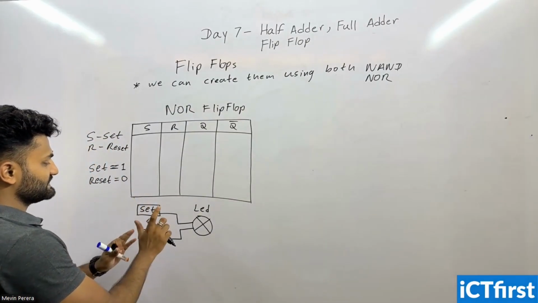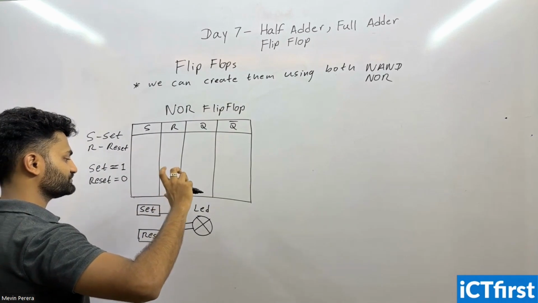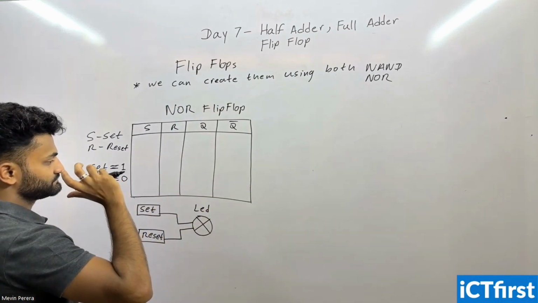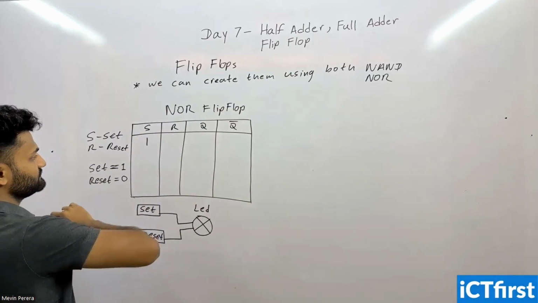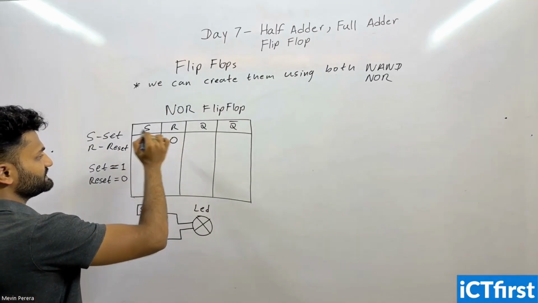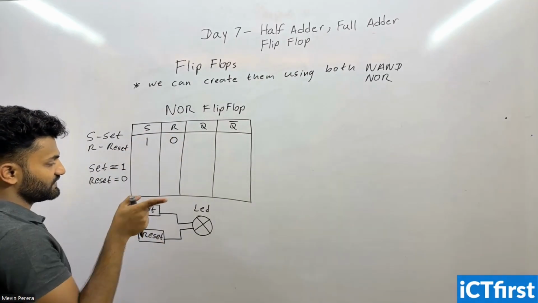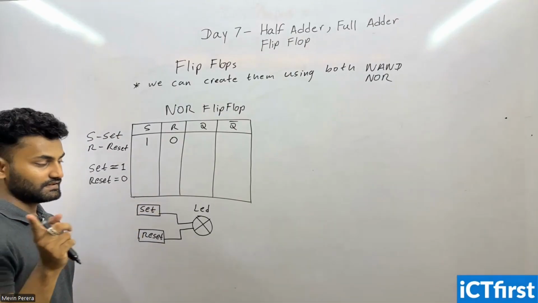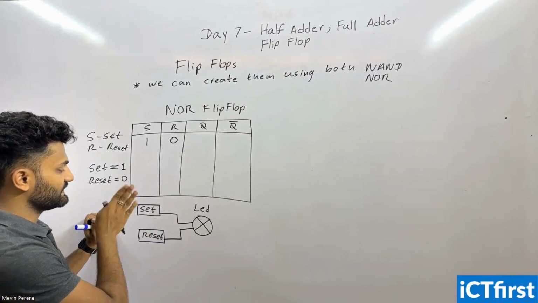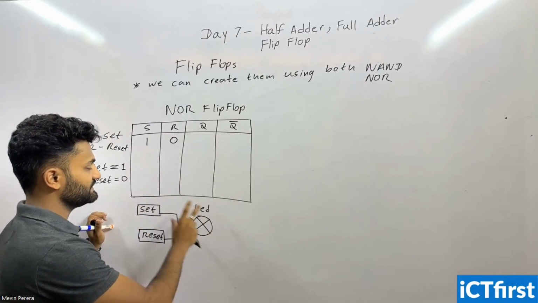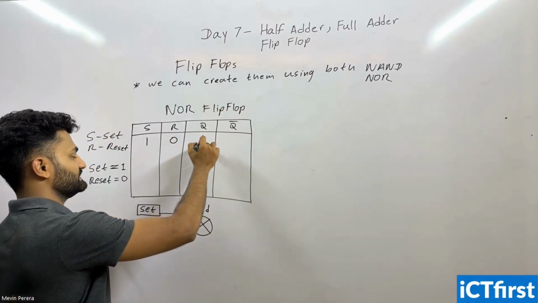Now, at the first instance, what I'm going to do is switch on the LED. So then S would be 1 and reset would be 0, right? I'm just switching on the LED. I'm pressing the LED bulb. So I press the set button, and now the LED is on.